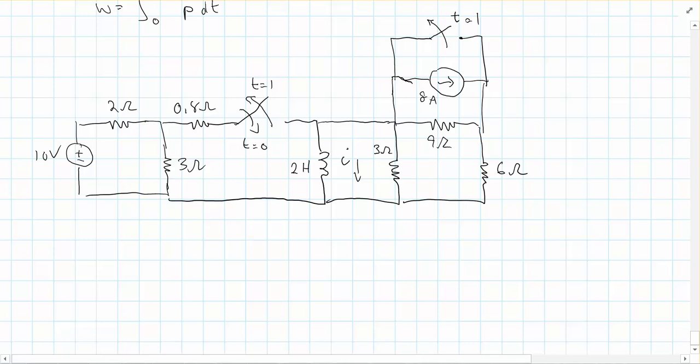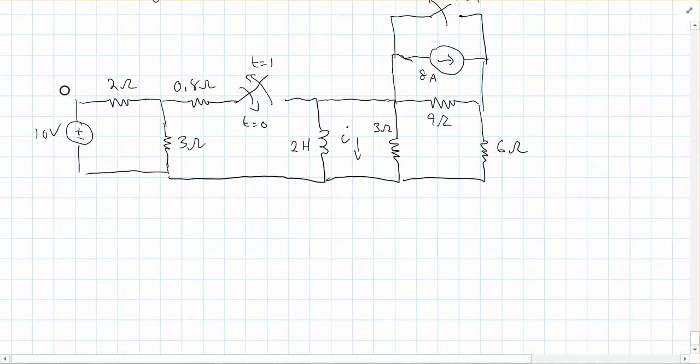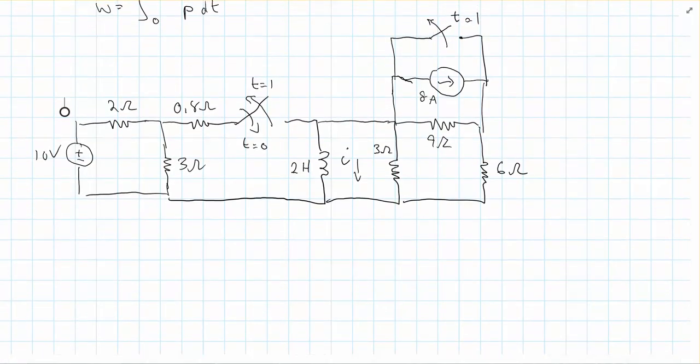Okay, so we've got here another circuit that we're going to look at, and this is the other example or assessment problem. Now this looks like a very complicated circuit, but I want to do this one because it is a complicated circuit, but you just have to take things one step at a time.